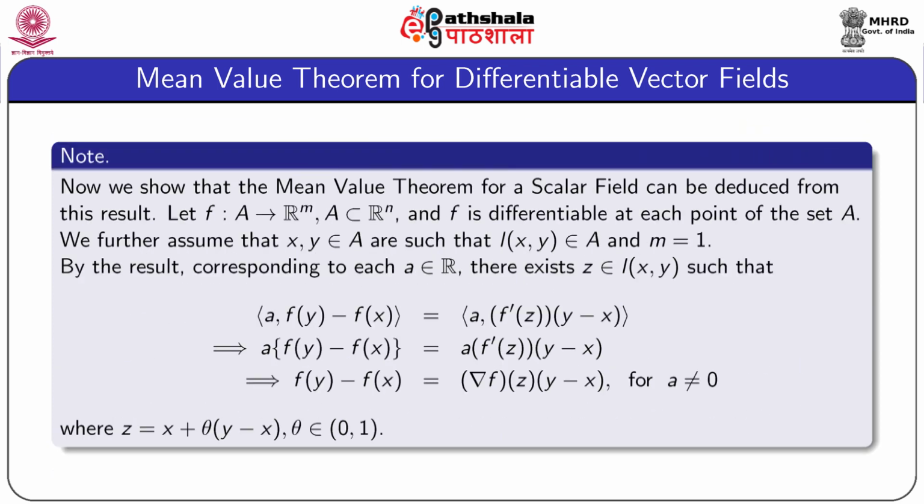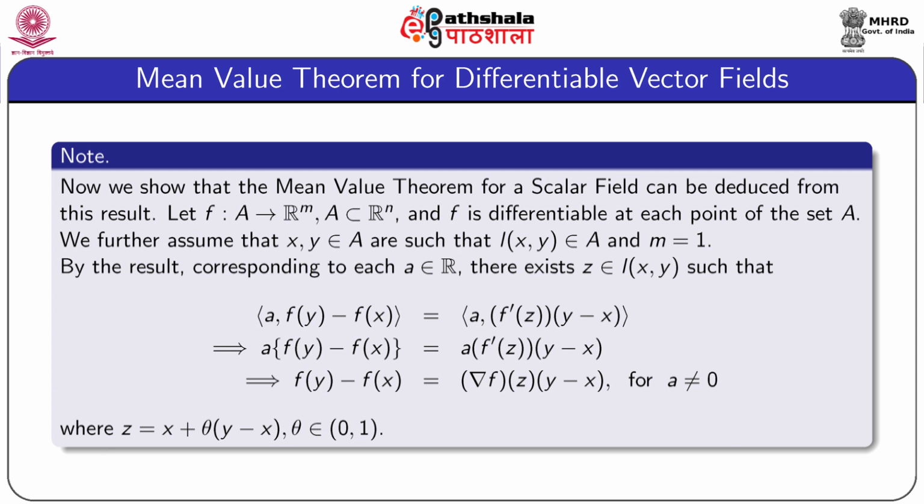We have a remark here. We show that the mean value theorem for a scalar field can be deduced from the mean value theorem for vector fields. Let f be a map from A to Rm, A is a subset of Rn, and f is differentiable at each point of the set A.